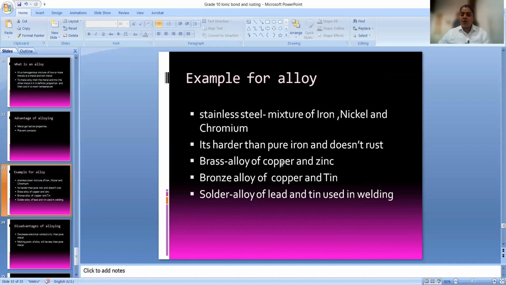And brass is an alloy of copper and zinc. Bronze is an alloy of copper and tin. Okay, solder is another alloy of lead and tin. It is used in welding. So brass and bronze we are using to make vessels and different utensils.